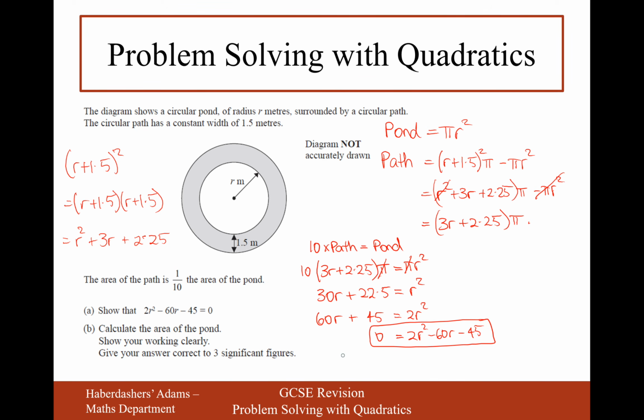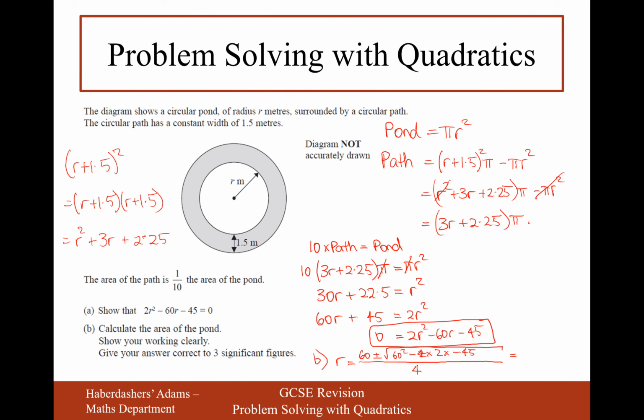Calculate the area of the pond to 3 significant figures. Well, I think what we'll have to do there first is solve this as a quadratic equation. So r is going to equal 60 plus or minus the square root of 60 squared minus 4 times 2 times minus 45, all over 2a, so that'd be 4.